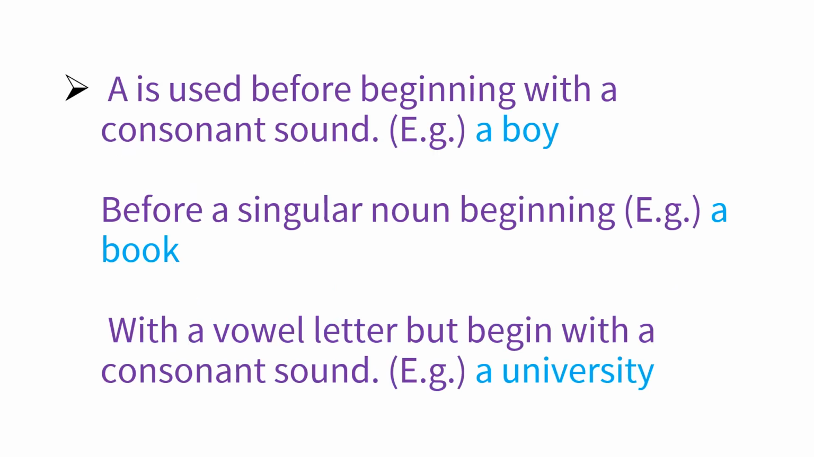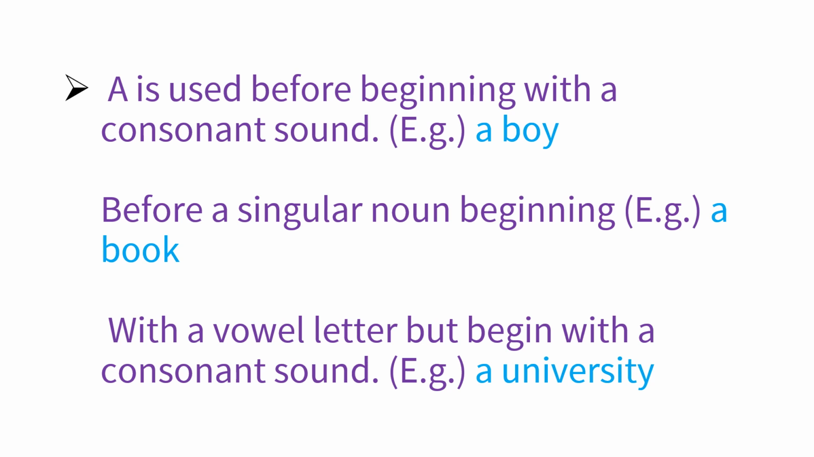Next slide. Rules. Use a before a consonant sound, like cat starts with a k, dog starts with a d, house with an h, etc. In natural speech, we do not say a, we say a like a cat. I want to focus on line number 3.